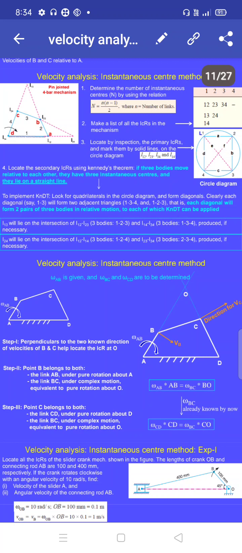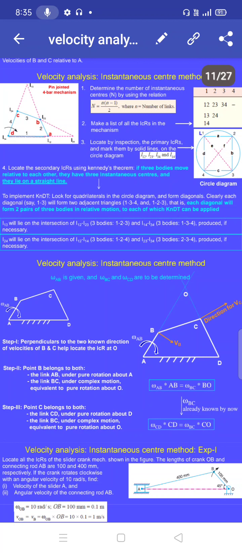Clearly, each diagonal, say 1, 3, will form two adjacent triangles 1, 3, 4 and 1, 2, 3. That is, each diagonal will form two sets of three bodies in relative motion, to each of which Kennedy's theorem can be applied.